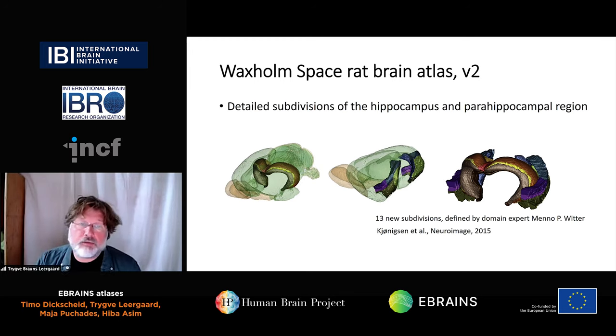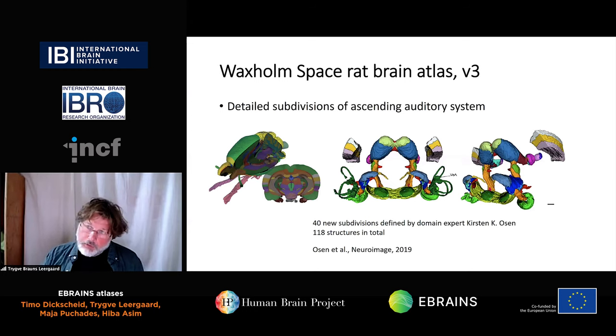So this was released as version two of the voxel space rat brain atlas. Then following the same concept, we also created a third version where we added 40 new subdivisions that primarily were related to the ascending auditory system. So here we used another domain expert, Kirsten Olsen at the University of Oslo, and we expanded the atlas with 40 new structures so that it now, with the current release, contains 118 anatomical structures.